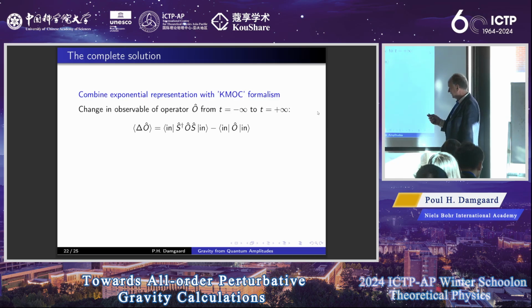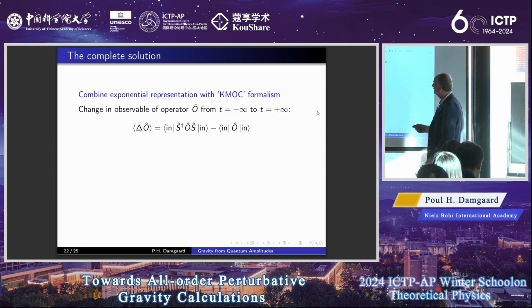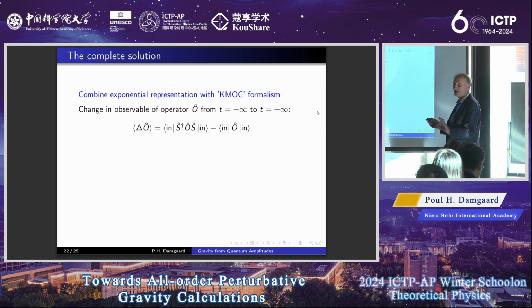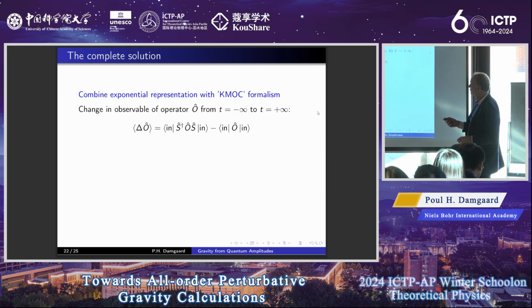So we're calculating the S matrix of quantized gravity, and we're going to take the classical limit. We put for our S matrix the exponential representation, and then we're using what is called the KMOC formalism, which very beautifully describes how you get a change in an observable from t equal to minus infinity to t equal to plus infinity. And you should think of that like the scattering of two black holes. That's the way to visualize it. You have two black holes coming in from far infinity, and they scatter against each other and move away to infinity again, or against flat space. And this is the process we're looking at.